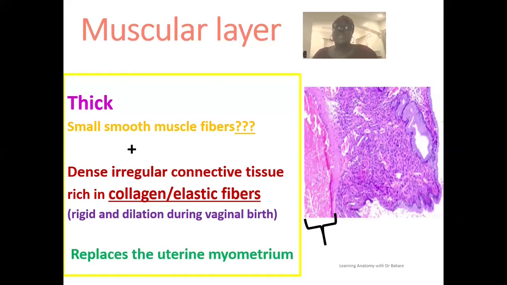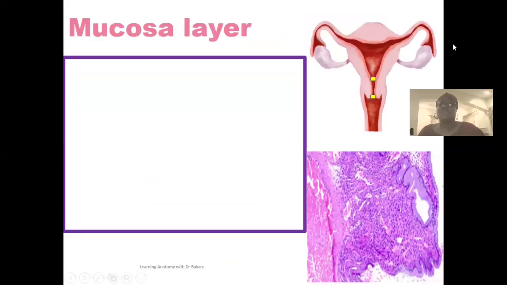So going through the muscular layer, we can now say that this layer is seen to be replacing the uterine myometrium. We know that the myometrial layer of the uterus is the middle muscular layer, and this is what is replacing it in the cervical region. And this is specifically made up of a small collection of smooth muscle fibers that are deposited in a dense irregular connective tissue, as we have highlighted. So it's important that we're able to differentiate the histological composition of the muscular layer of the uterus and also the cervix. So now let's drive through the mucosal layer.